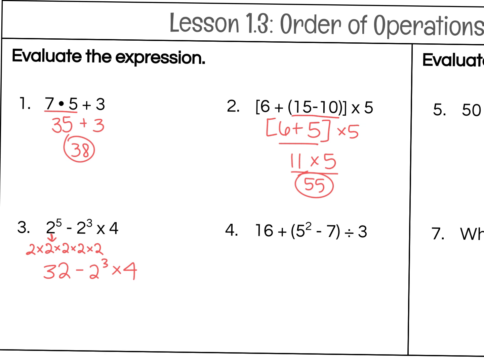What will I do next? 2 to the 3rd power. I'm going to circle it just so it stands out a little bit more. You can underline or circle the parts that you're solving. If I'm writing, you're writing. Everybody's got what I have in their journal. Okay, so what that means is 2 times 2 times 2. So 2 times 2 is 4, times 2 is 8. So I rewrite my problem, and this is what I'm left with, 32 minus 8 times 4.